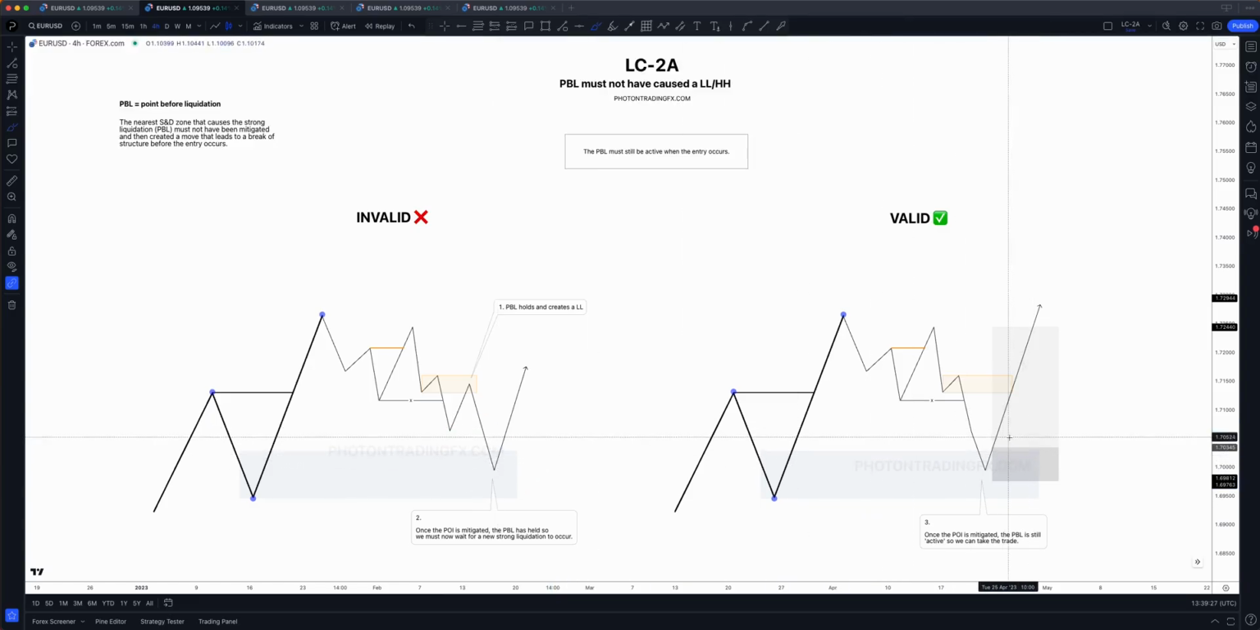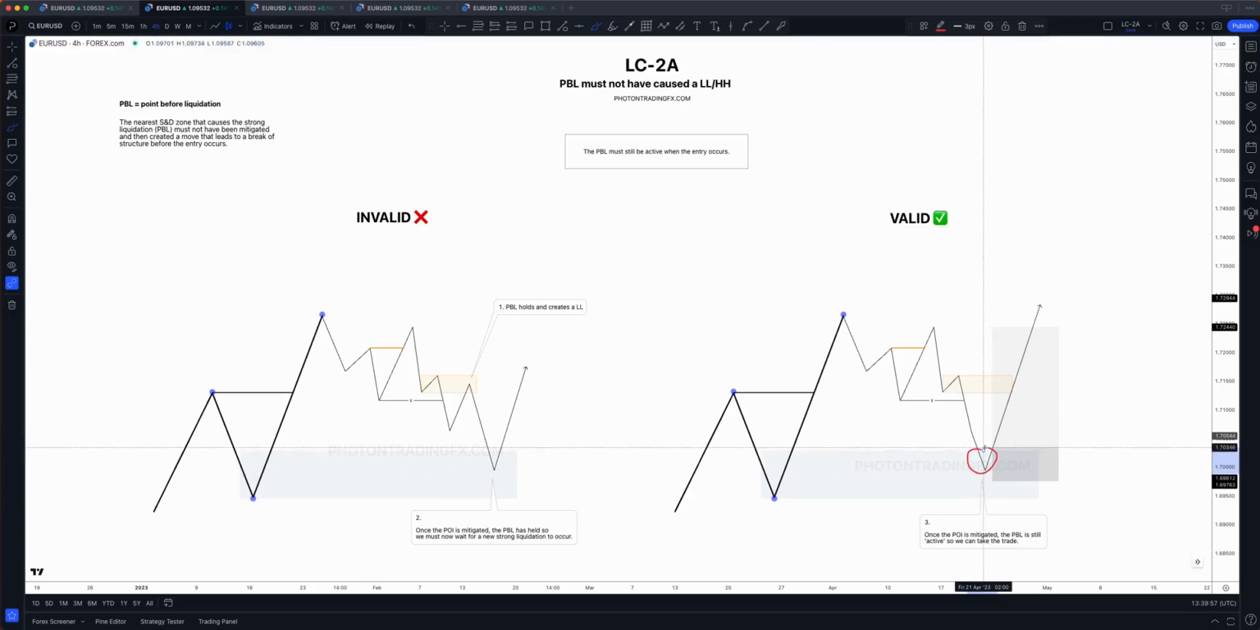So to keep it more simple, again, step one: always wait for the POI mitigation. At this very second your POI is mitigated and your alert goes off, what do we then ask? We ask, has there been a strong liquidation purely within the pullback? We're not looking at the leg, that's not relevant. We only look at pullback inducement, PBID. Has there been a fake break? Yes, it's the exact same example as here. There has been a fake break. This low broke that high, that is a strong low, and that has been liquidated.